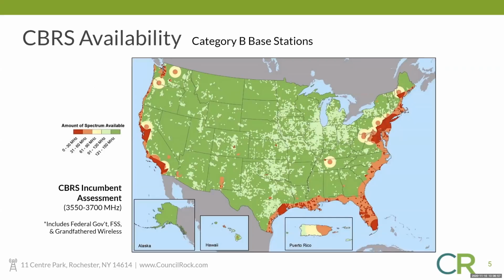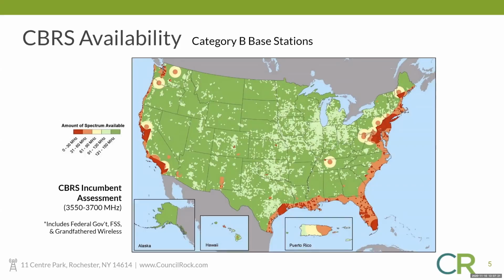This is a map that shows everything that is in light green and dark green is everywhere that you can operate in the CBRS band. You don't need to get a license. All you need to do is use equipment that is FCC authorized to operate in the band.